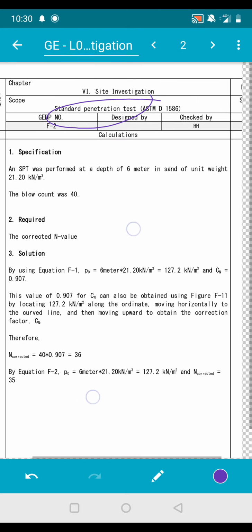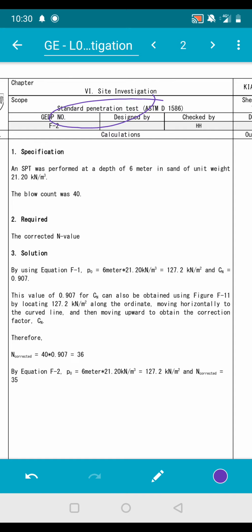The specification is as follows. An SPT was performed at a depth of 6 meter in sand of unit weight 21.20 kN per meter cube. The blow count was 40, so 40 is the raw blow count. What is required? The corrected N value. Now there are two equations that you can use. So let's look at the first solution by equation 1.